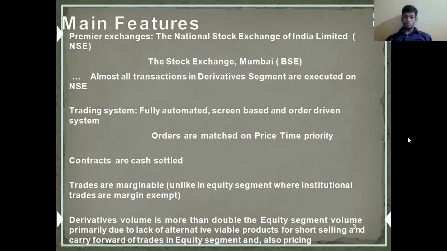Derivatives volume is more than double the equity volume. Means how much you want to trade is always double that of the equity segment. This is primarily due to the lack of an alternative viable product for short selling in the equity segment, and also for carrying forward trading.